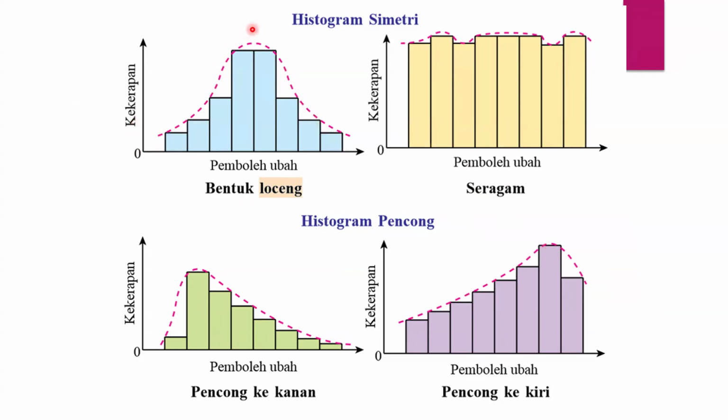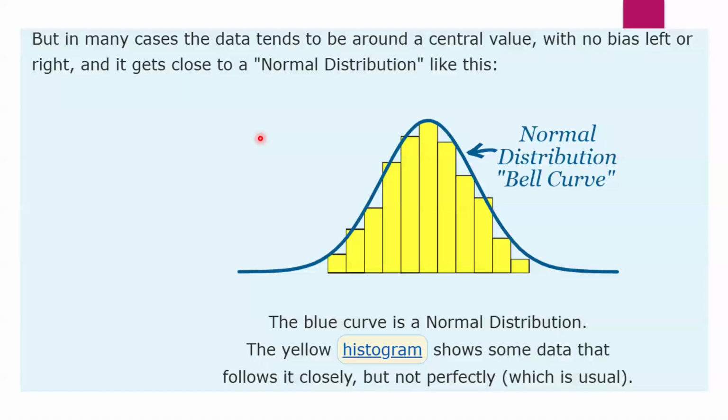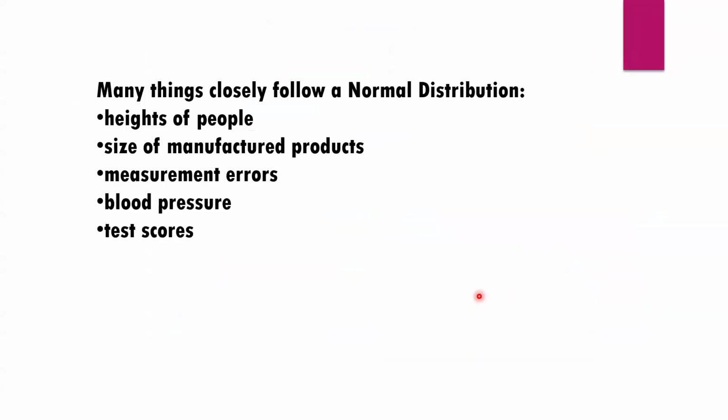What is this? This is the normal distribution, and we call it the bell curve. Why? Because, look at this, it's like a bell, right? Bell curve. Okay, next. Many things closely follow a normal distribution.